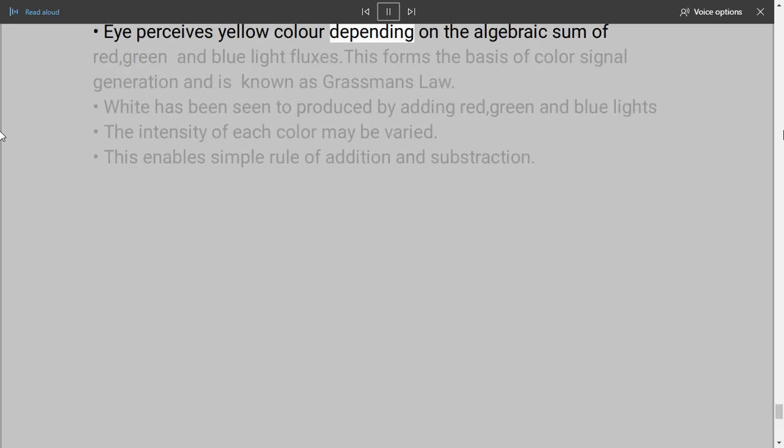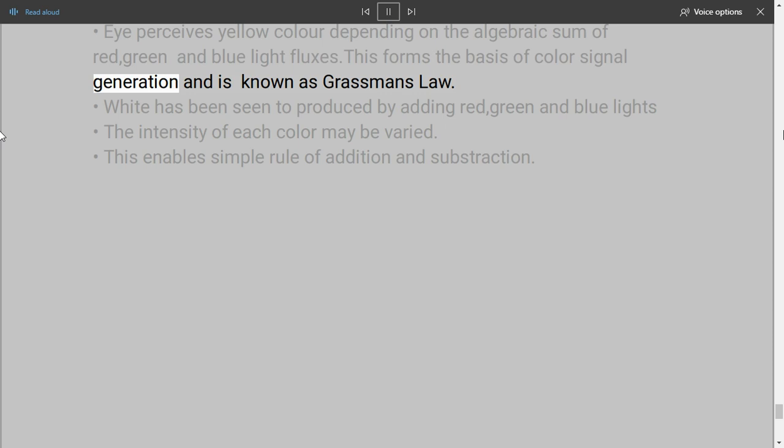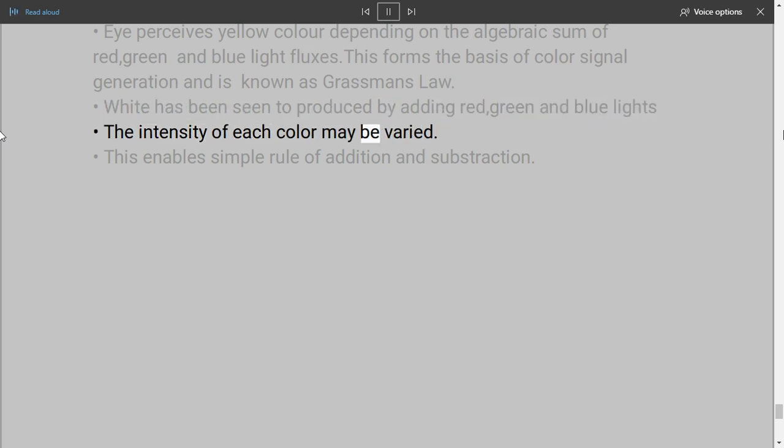The eye perceives the yellow color depending on the algebraic sum of red, green, and blue light fluxes. This forms the basis of color signal generation, and is known as Grassman's law. White has been seen to be produced by adding red, green, and blue lights. The intensity of each color may be varied. This enables a simple rule of addition and subtraction.